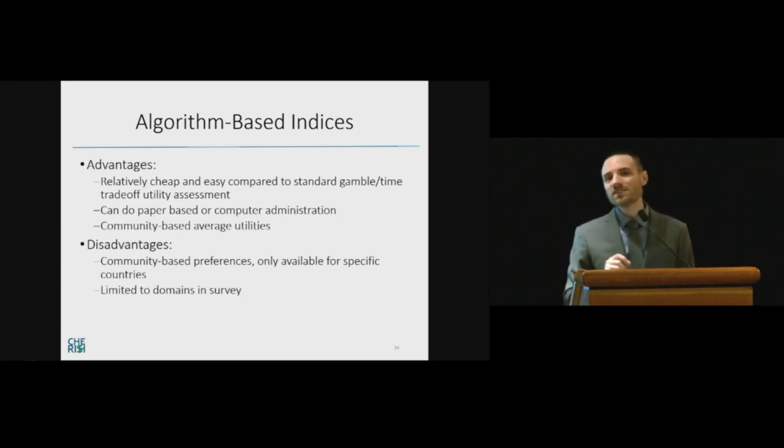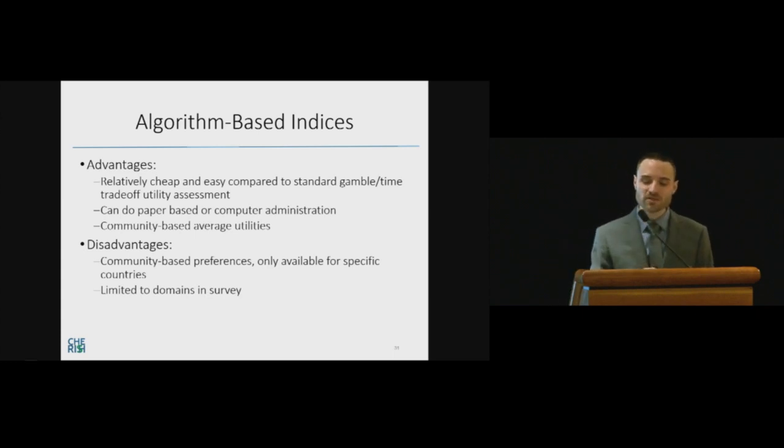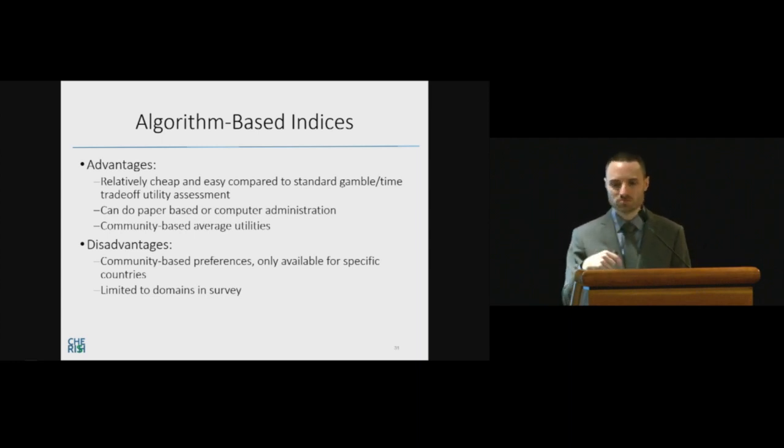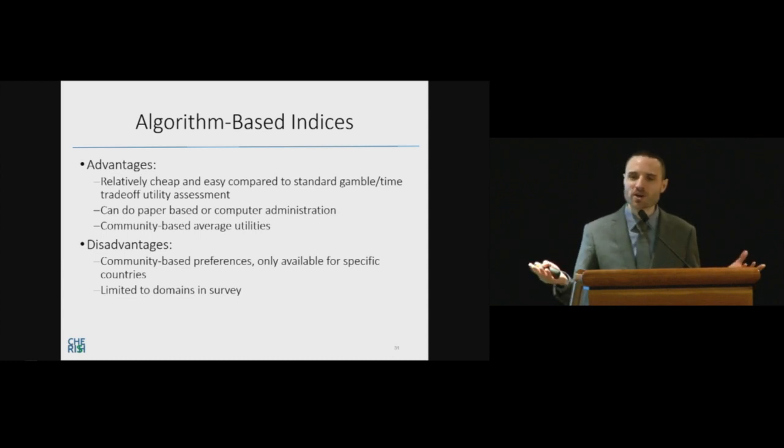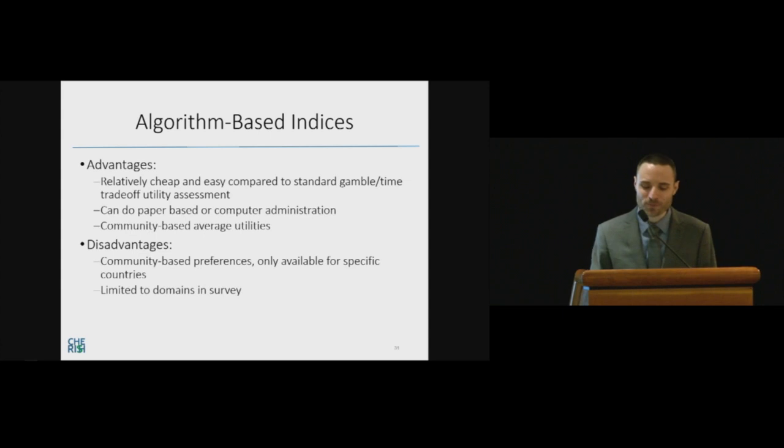So, some of the advantages and disadvantages of algorithm-based indices. The advantage is they're relatively cheap and easy compared to the standard gamble or time trade-off utility assessment. If we use this, it's a lot easier than asking the individuals in our trial directly and then creating this whole mapping ourselves. We can do paper-based or computer administration. So again, we just give this questionnaire to our participants and put the values in an Excel spreadsheet and send it to our economist, and all's well and good with the world, right?